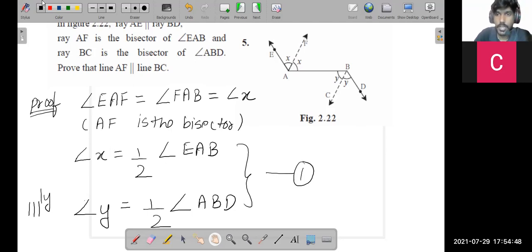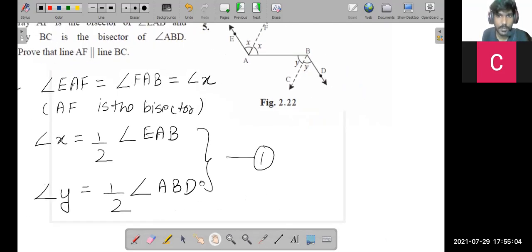Okay, we have still not finished. Also, while solving the sum, don't forget what you want to prove. We want to prove AF is parallel to BC. We have to prove that. So this equation number 1, we'll keep it at the side now.